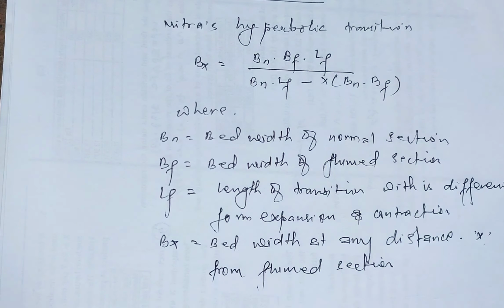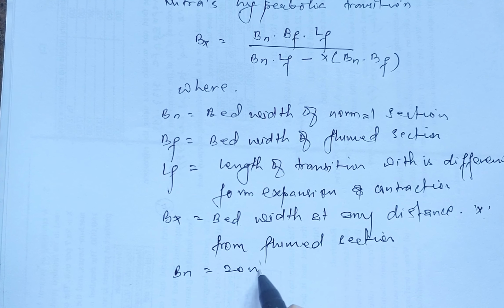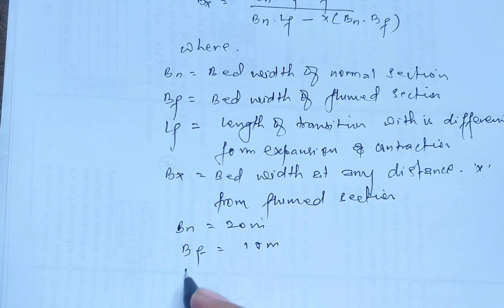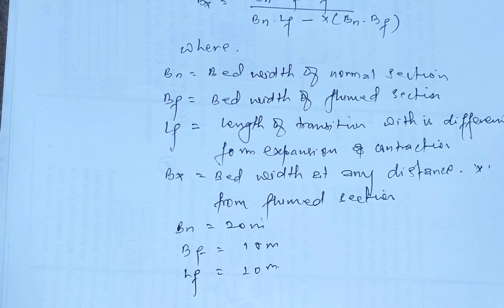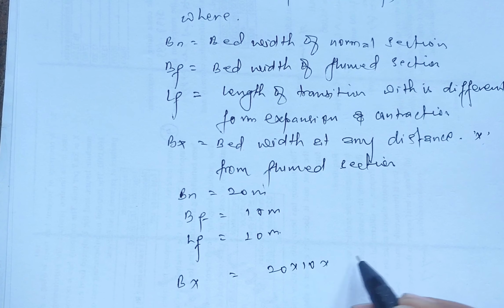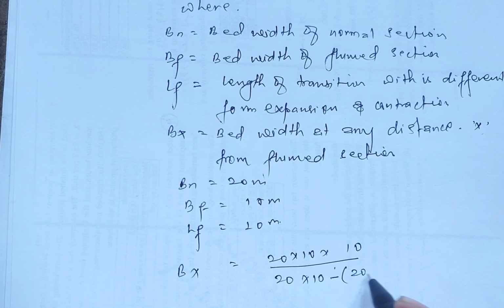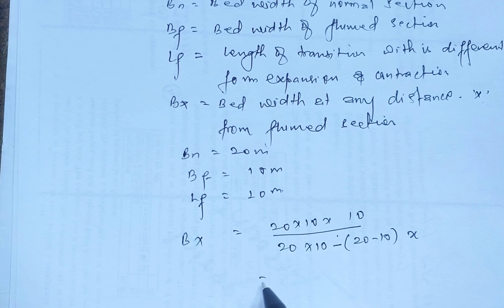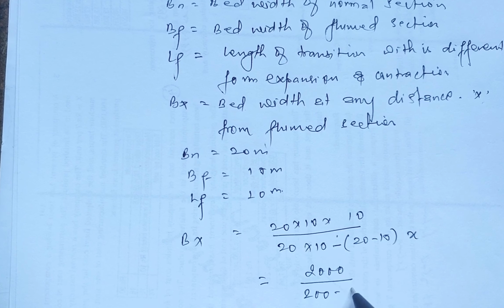So for the contraction transition, Bn equals 20 meter, Bf equals 10 meter, and Lf equals 10 meters. Placing these values in the above equation, Bx equals 20 times 10 times 10 divided by (20 times 10 minus 10 times x), which equals 2000 divided by (200 minus 10x).